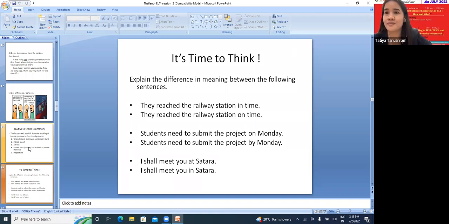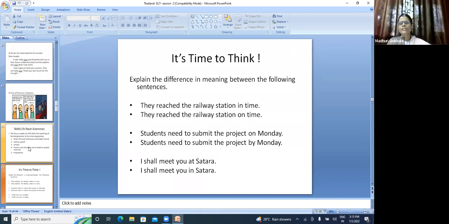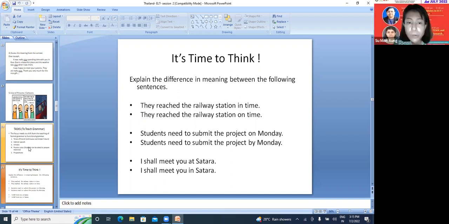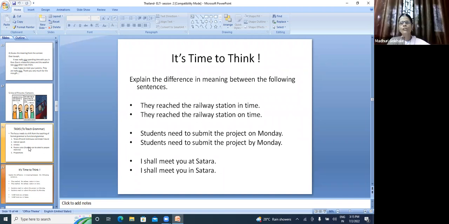Suman, can you tell me the difference in the second sentence? Students need to submit the project on Monday. Students need to submit the project by Monday. The first sentence is, it is on Monday, they have to submit. So if I have finished my project on Sunday, I can't submit it in sentence one, right?